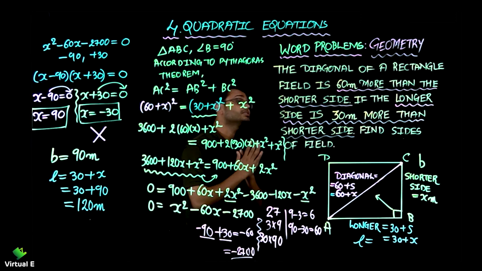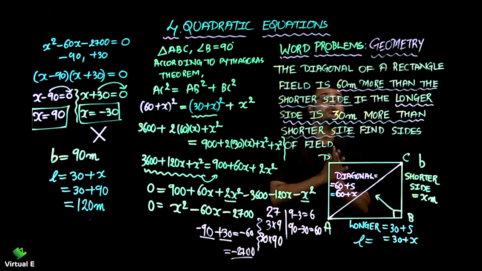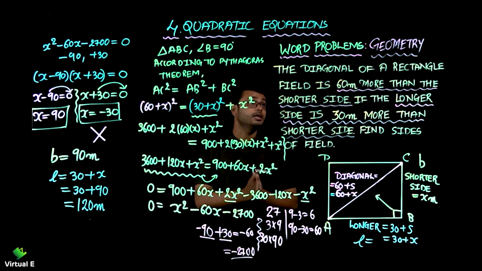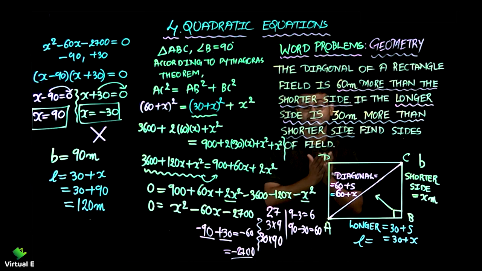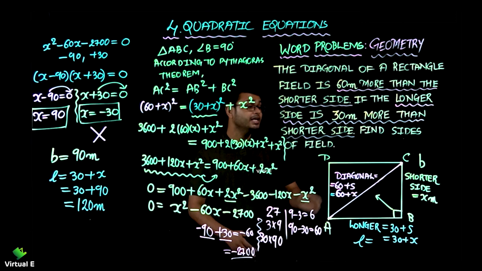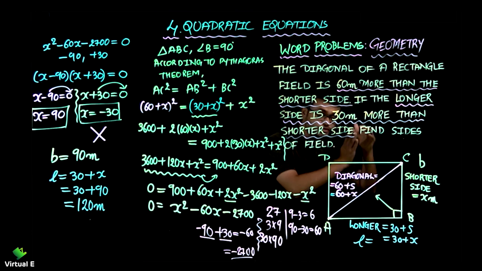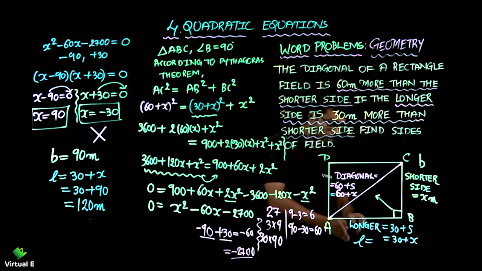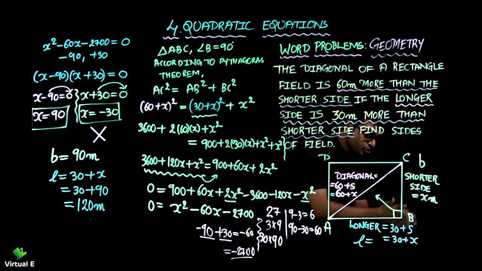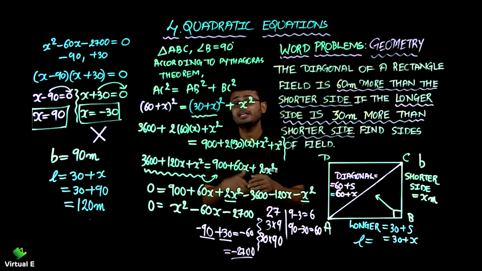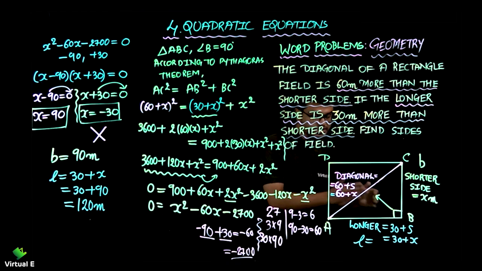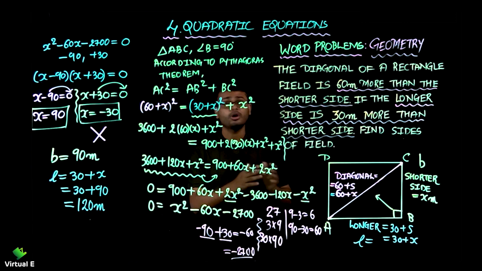Let's recall the steps. First of all, identify what the shape is. It is a rectangle. The diagonal relation is given, the shorter side relation is given, and for the longer side as well. Assume any one of them based on convenience. Why did I take the shorter side as x? Because the diagonal is also given in terms of the shorter side and the longer side is also given in terms of the shorter side. See, 30 plus x, 60 plus x. So better I write with the x, and this is how I get the diagonal and the longer side.